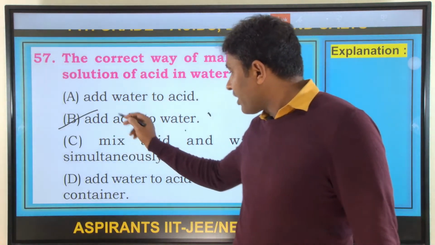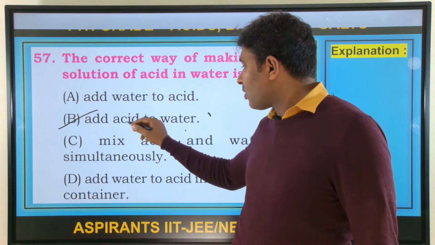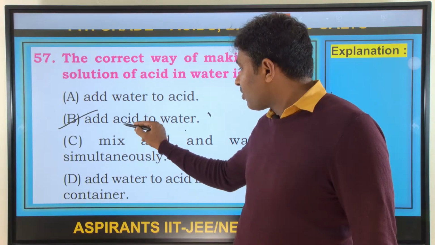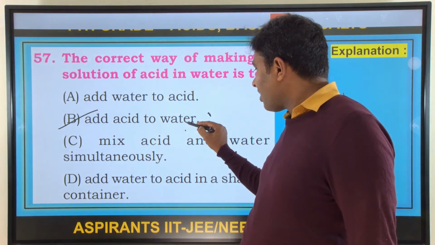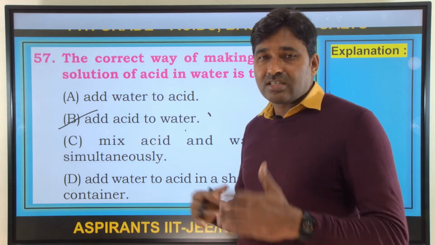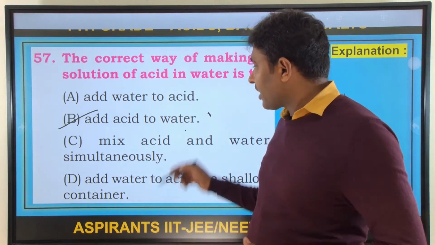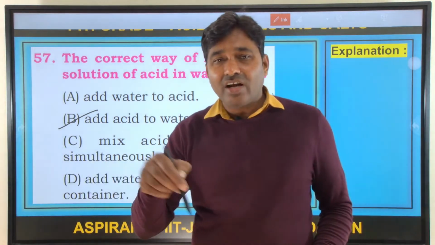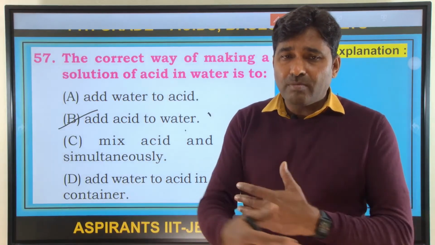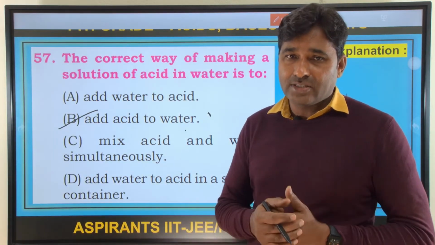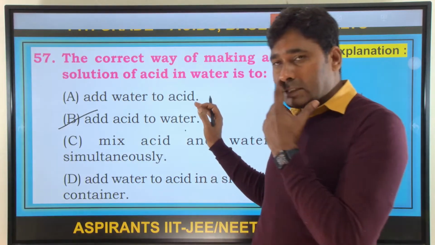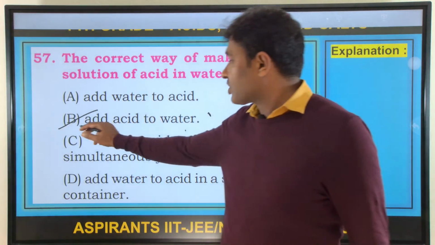If we add acid to water in a slow, dropwise manner with constant stirring, then what happens? There is a large amount of water and we continuously add small amounts of acid to it. So the amount of heat energy liberated is in a controlled manner. At the same time, while adding the acid to water, we stir the mixture continuously with a stirrer, so that the heat energy is uniformly distributed throughout the diluted acid. In that way, we need to add acid to water but not water to acid while diluting acids. So our option is B.